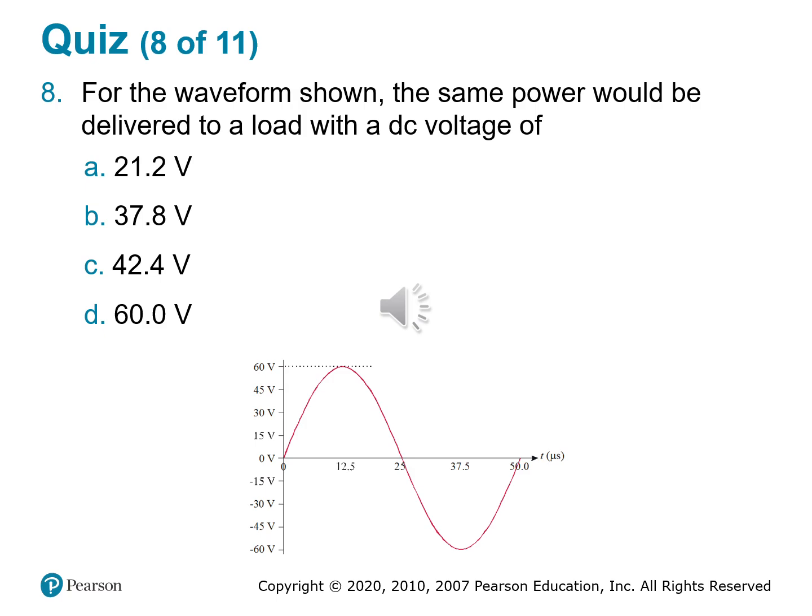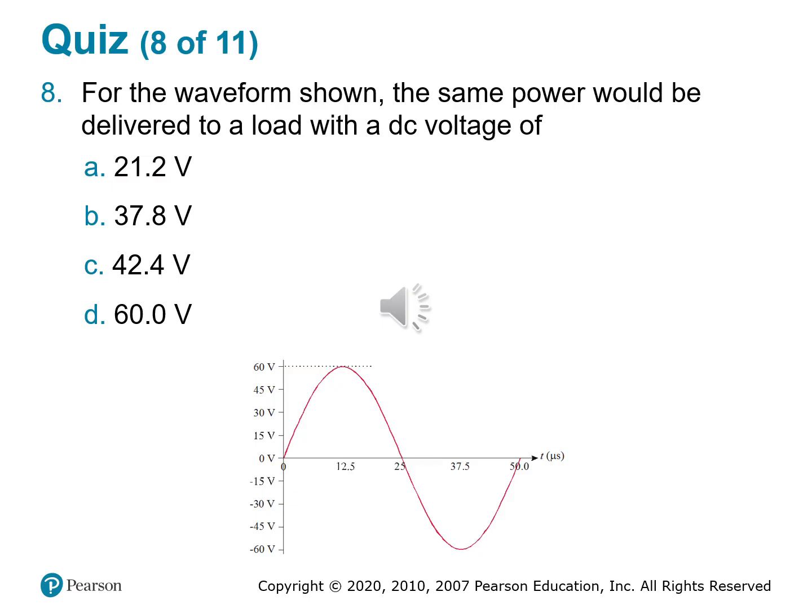Question number 8. For the waveforms shown, the same power would be delivered to a load with a DC voltage of A, 21.2 volts, B, 37.8 volts, C, 42.4 volts, and D, 60.0 volts. Go ahead and pause.